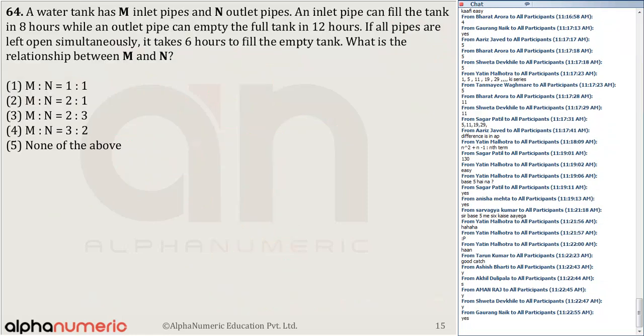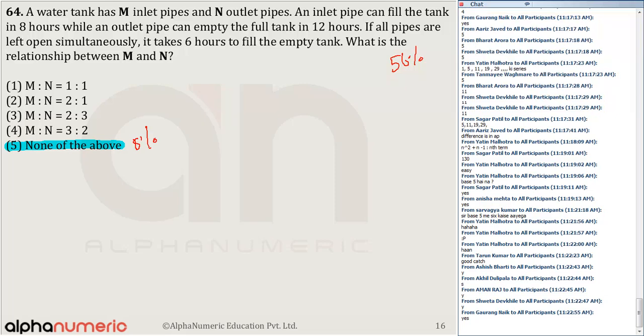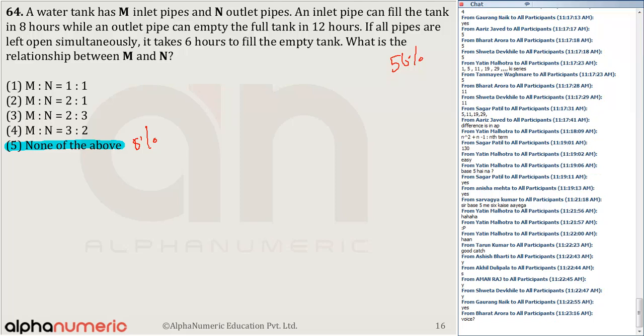Okay. 64. Let me see. Again, 56% of you have not attempted, and the correct answer is option 5, none of these. Only 8% of you have got it right. Okay, only 8% of you have got it right. So, should I discuss this question? Please tell me.